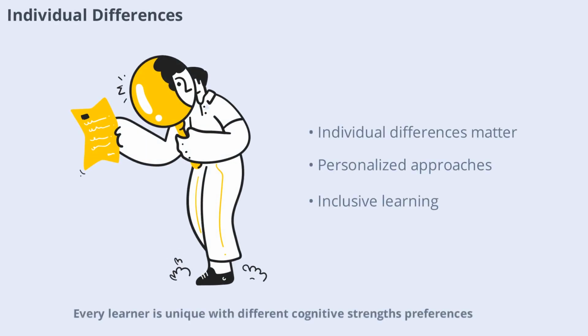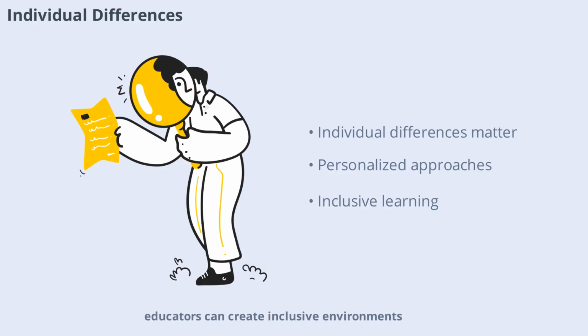Every learner is unique, with different cognitive strengths, preferences, and backgrounds. Cognitive theories acknowledge individual differences in memory, attention, and problem-solving. Personalized learning approaches such as adaptive technology and differentiated instruction help meet diverse needs. By recognizing and supporting individual differences, educators can create inclusive environments that maximize learning for all students.